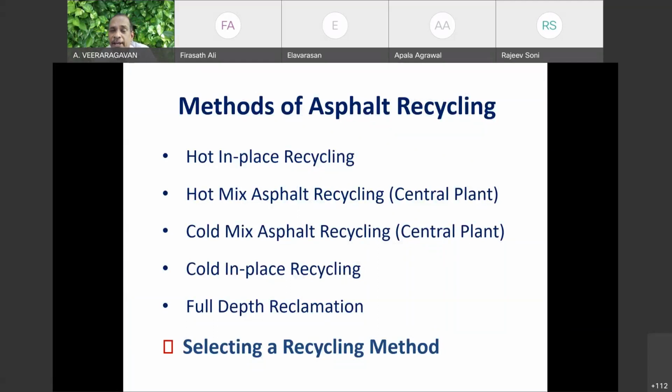What is the final benefit? I am reusing the material. I am reducing virgin aggregate consumption. I am extending the life of the pavement. I am improving the property of the material. So reduce, reuse, recycle, and reuse of the material is going to be the mantra of the years to come.